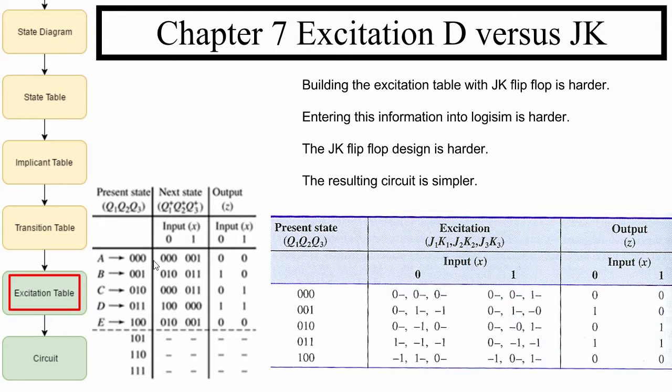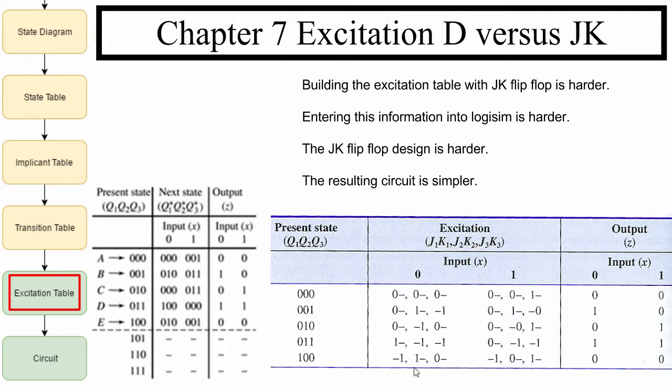So here we have a 0 to 0 transition. So we end up with a pair, J1, K1. Then we have a 0 to 0 transition, so we end up with a pair, J2, K2. So what ends up happening is we end up with a lot more work here making this excitation table.